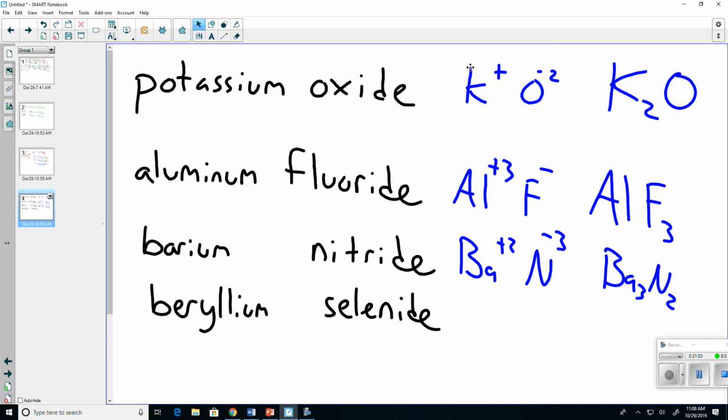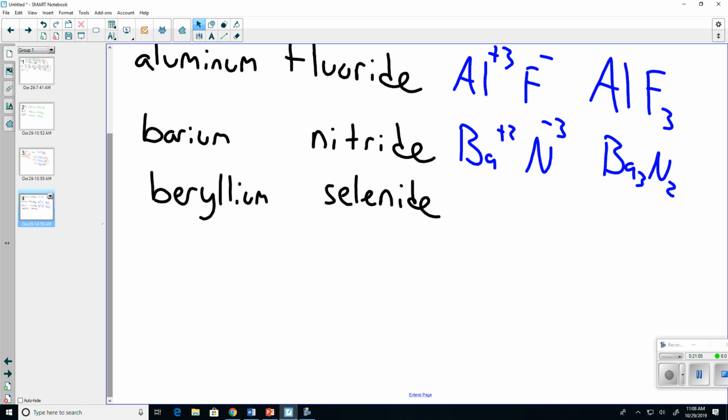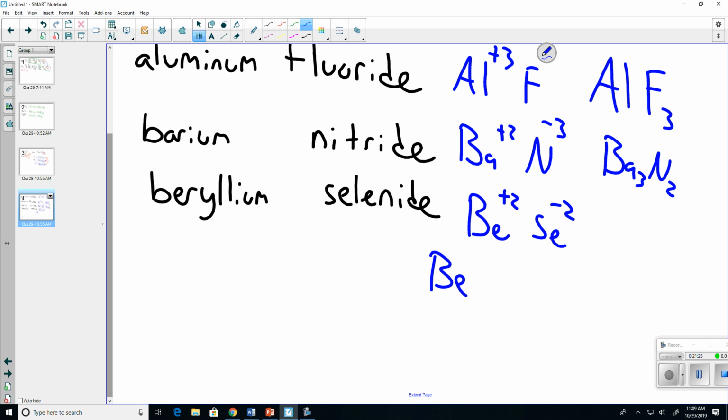And that brings us to the last one. Beryllium selenide. Beryllium is a +2. Selenium is a -2. What do you think, Alan? Now we could do, to start off with, Be2Se2. That's doing the cross and drop method. However, an ionic compound is the lowest ratio of metal to non-metal.